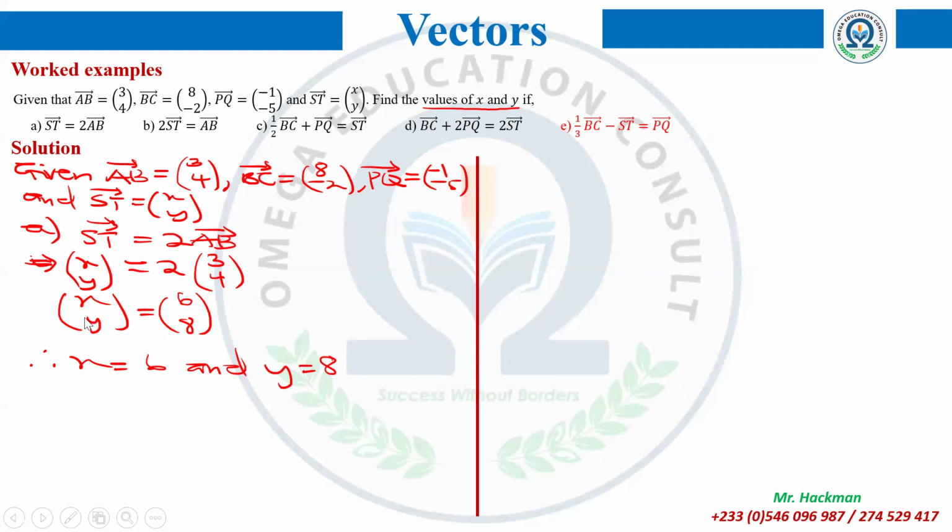Okay. Yes, the person should be aware of equal vectors before the person can use that to get the values of x and y. You get my point? Yes. So you were asked to find the values of x and y. So your conclusion should have the x value stated explicitly and the y value explicitly stated as well.